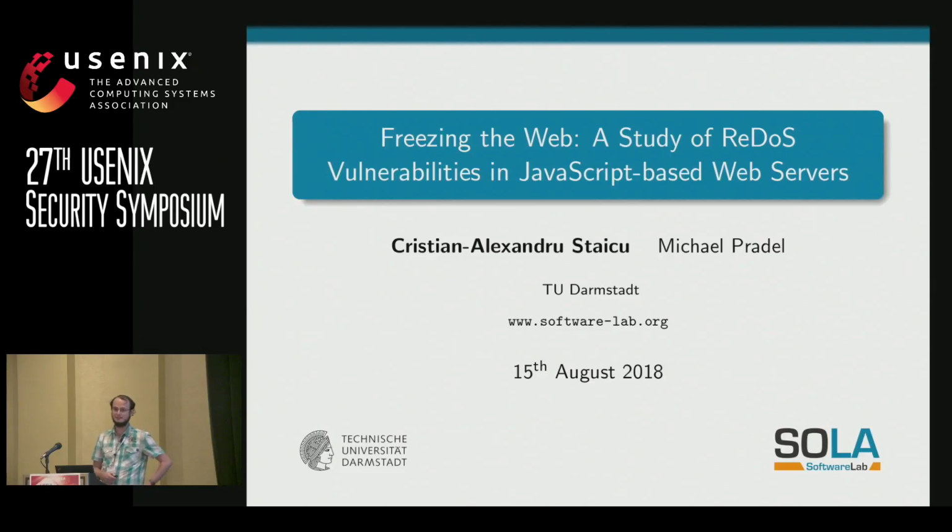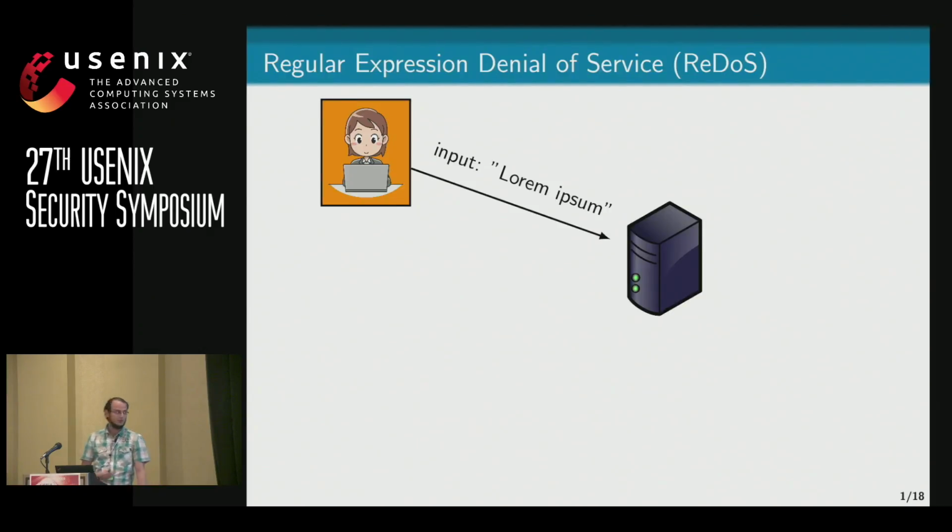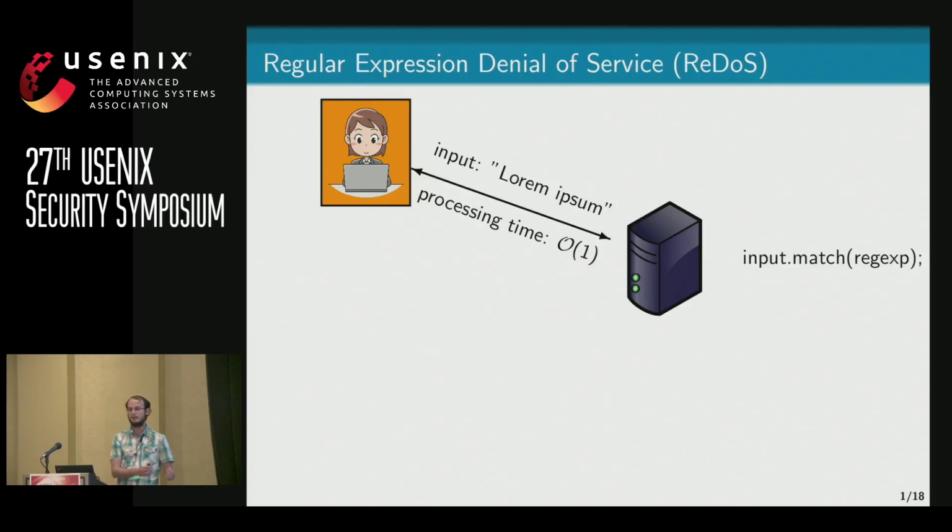So first, let's see how a ReDoS attack works in practice. In general, you have a benign user that interacts with an application, and it submits such a benign input. And on the server side, the developer usually matches this against a regular expression, either for sanitization or for extracting certain information from the input. And after a constant amount of time, it sends back a response to the user.